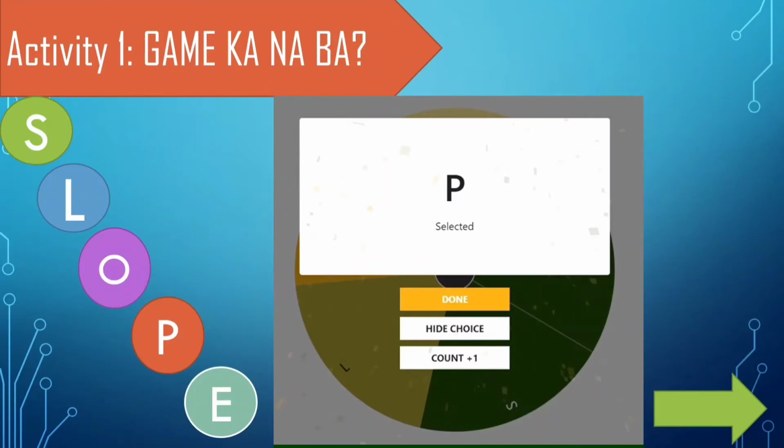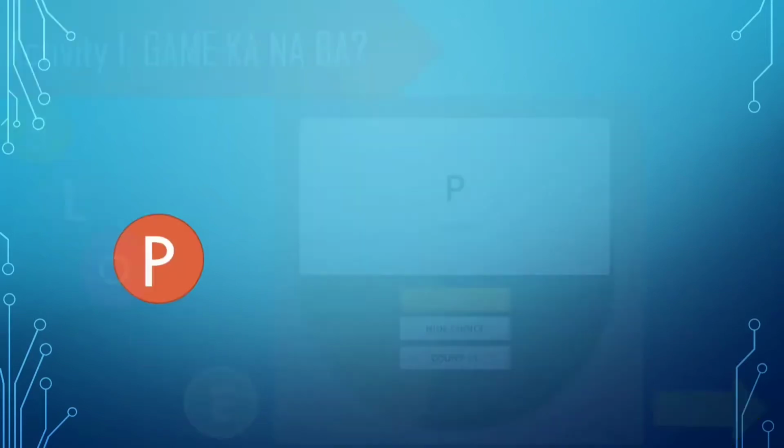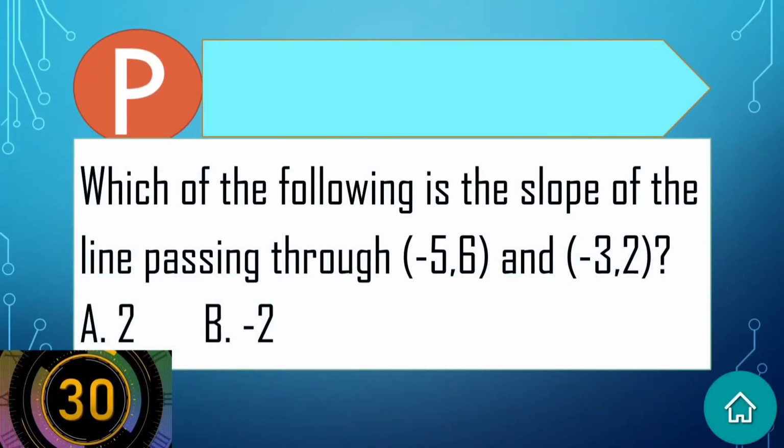So P is the first letter. So let us see what is the question under P. In P, which of the following is the slope of the line passing through (-5, 6) and (-3, 2)? Is it A, 2 or B, -2? Timer starts now.